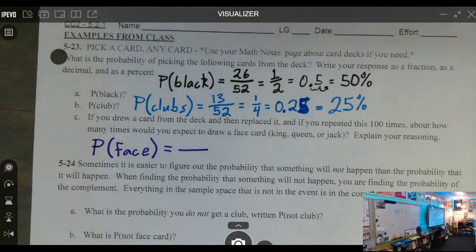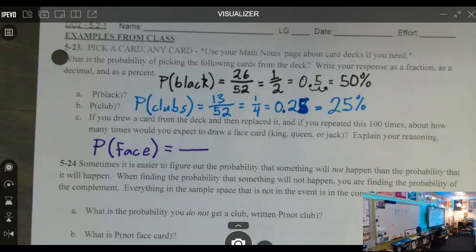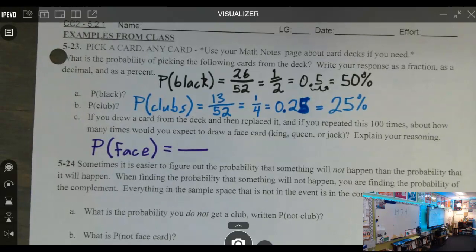Placed it. You didn't keep it out. You put it back in the deck. Everything you're saying is great, man. When I look at you, don't stop talking. It means I want to hear what you're saying.